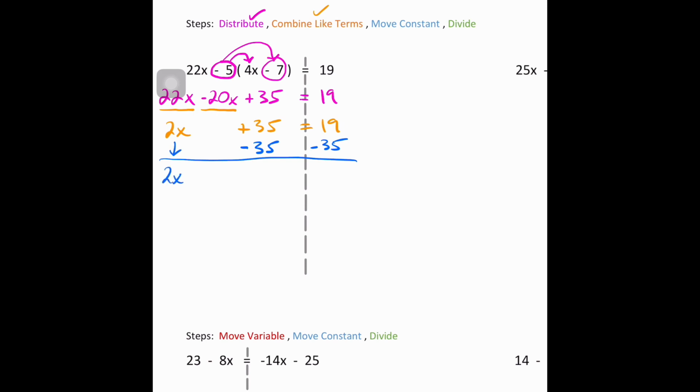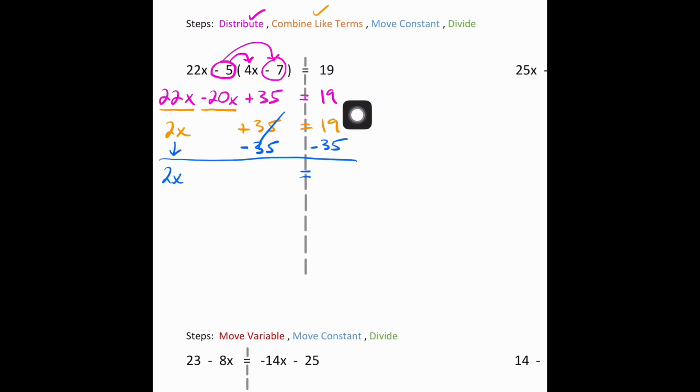Bring down that 2x, 35 minus 35, get rid of it. Bring down your equals, 19 minus 35. Remember, again, we're combining like terms here. All right, so here we combined left to right. Here we're combining top to bottom. The first one, again, tells you negative or positive, and every other term that follows below it now will tell us to either add or subtract, and this one tells us to subtract.